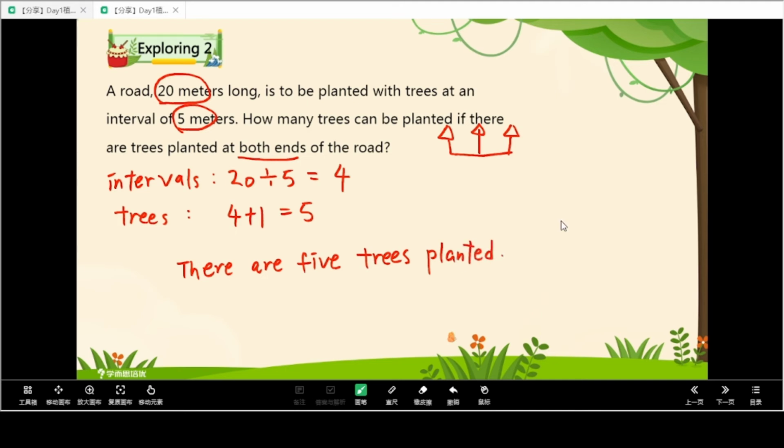Okay, this question seems very simple, right? But if we change it into another question, the road is no more 20 meters. Maybe we make the road 100 meters. So how can we calculate it? Can we still draw a diagram and draw many trees? No, right? So what can we do? First step, what should we do? We need to find the intervals first, and the number of intervals is 100 divided by 5 equals 20.